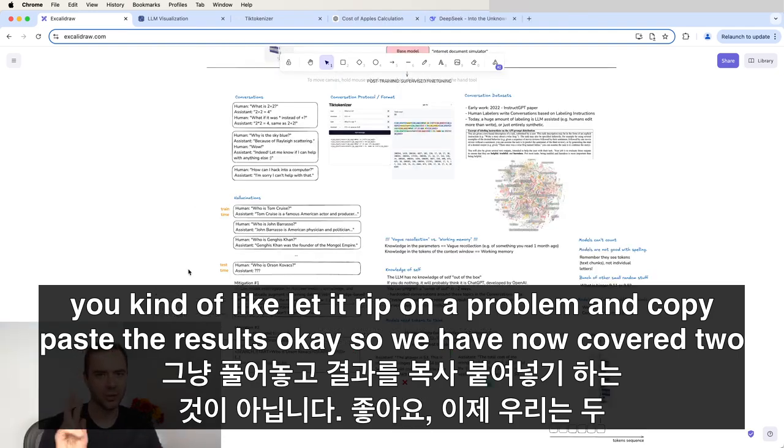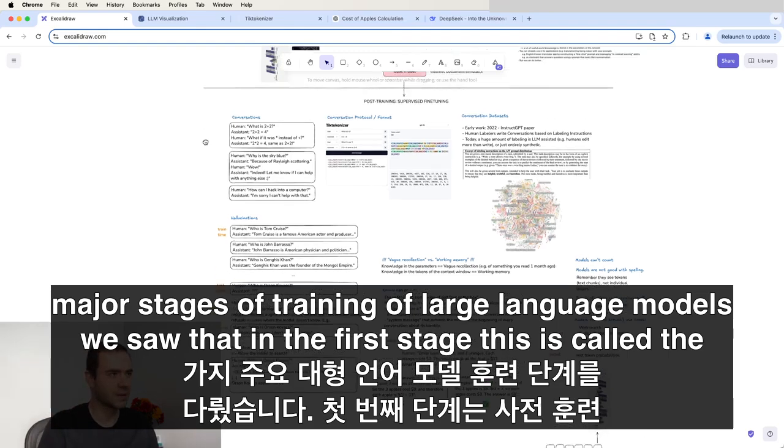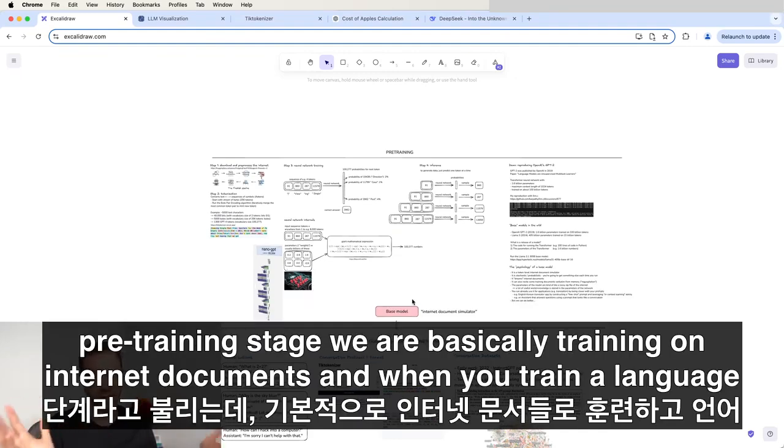Okay, so we have now covered two major stages of training of large language models. We saw that in the first stage, called the pre-training stage, we are basically training on internet documents.